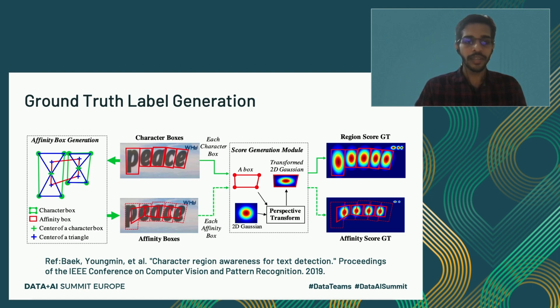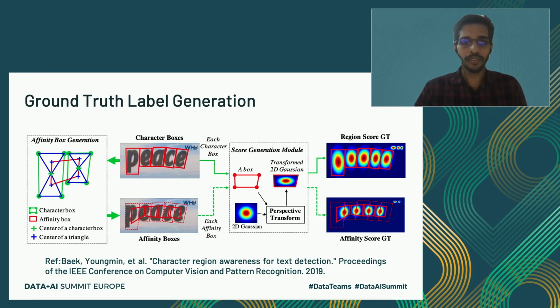Affinity boxes tell whether these two characters are part of the same word or not. If you look at this image, PIECE, and there is also a word WHY written. There is no affinity box between the last letter E and the initial letter W, because they are part of two different words. So there is no affinity box over there.